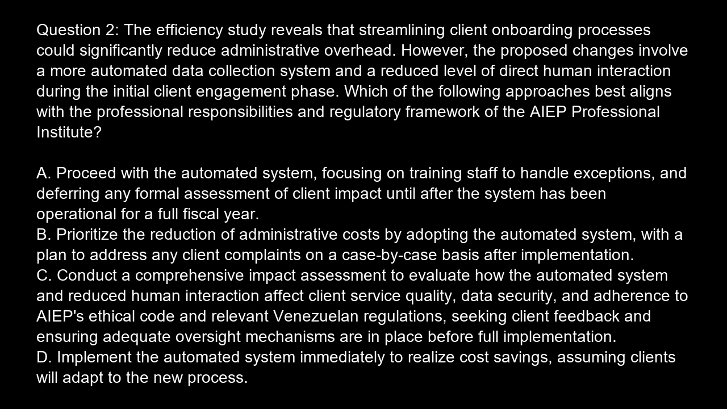Option C. Conduct a comprehensive impact assessment to evaluate how the automated system and reduced human interaction affect client service quality, data security, and adherence to the AIEP ethical code and relevant Venezuelan regulations, seeking client feedback, and ensuring adequate oversight mechanisms are in place before full implementation. Option D. Implement the automated system immediately to realize cost savings, assuming clients will adapt to the new process.